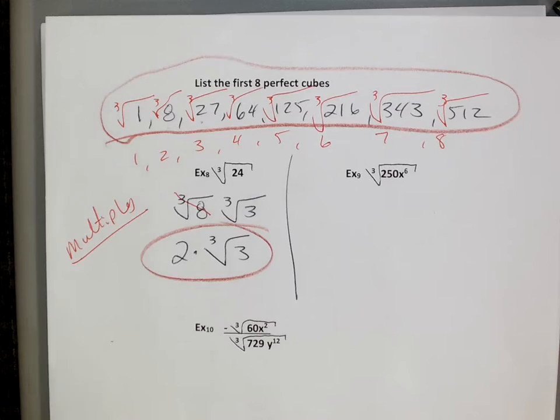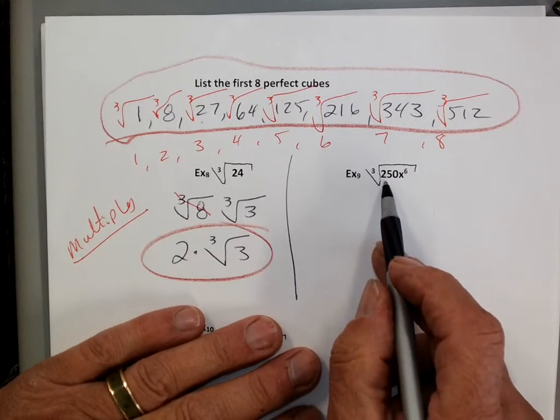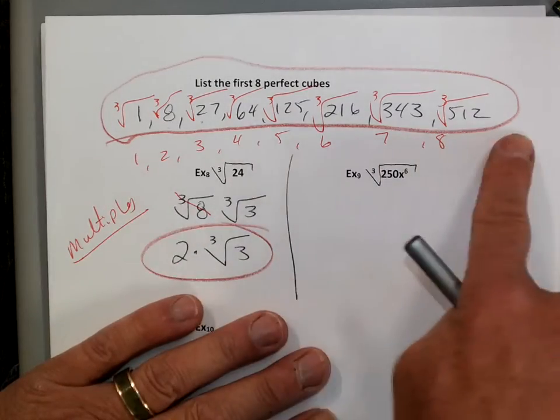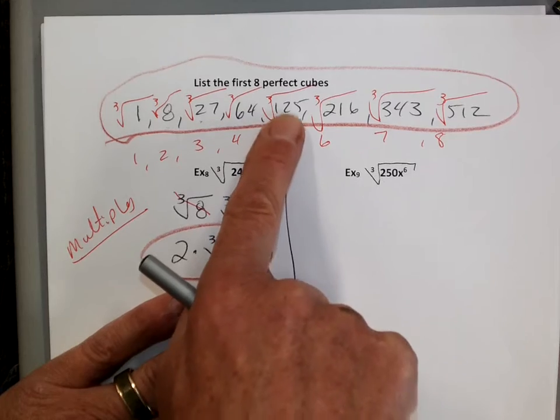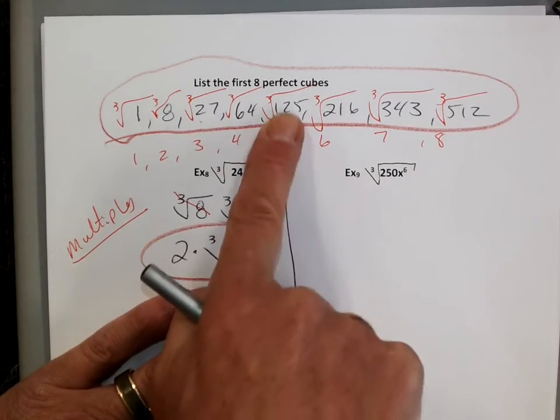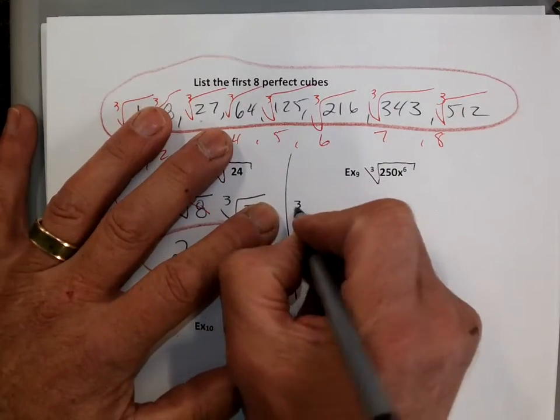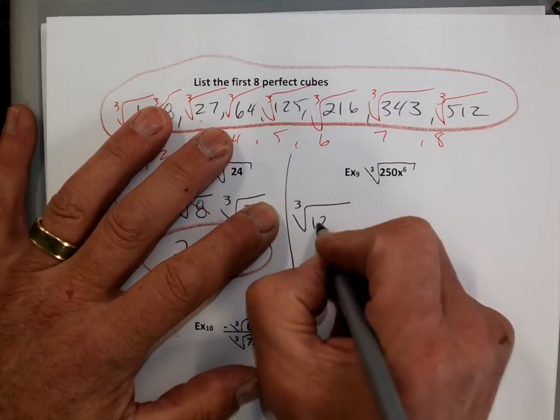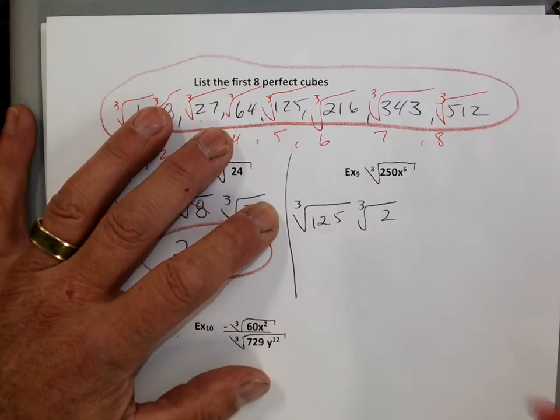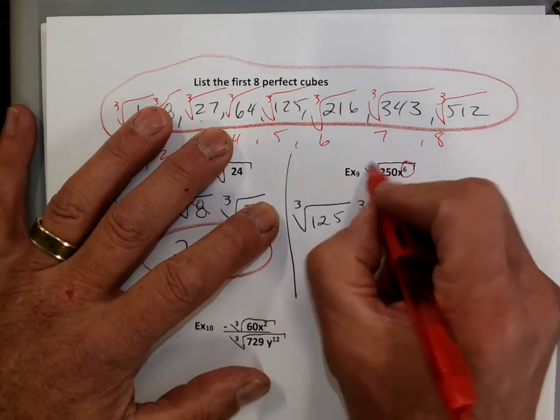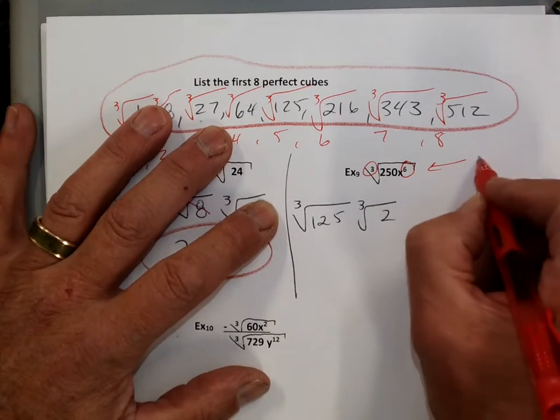Okay. All right, example 9. Let's check this out. 250. It's got to be one of these numbers, because these are my perfect cubes. 125 times 2. Yeah, 125 times 2. So I'm going to write this as the cube root of 125 times the cube root of 2. And then, instead of taking half the exponent, what do you think? We're going to take a third. We're going to divide it by 3.